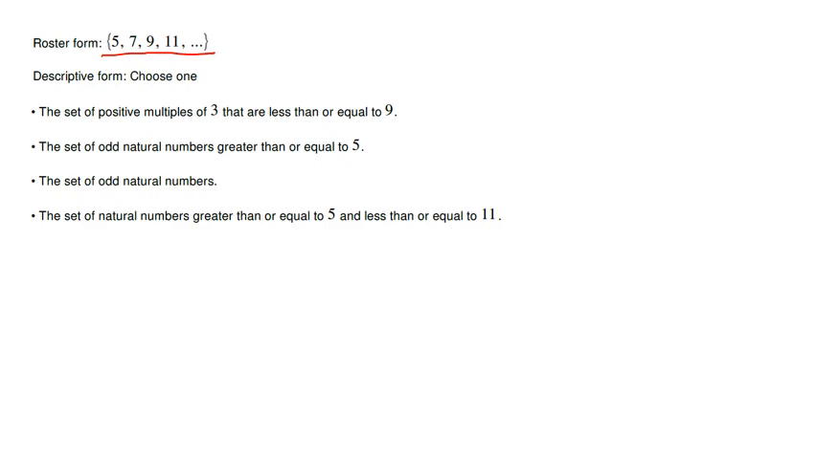Positive multiples of 3 that are less than... no. 5 is not a multiple of 3. The set of odd natural numbers greater than or equal to 5. They're odd, they're natural, and all of them are greater than or equal to 5. So that one would work. The set of odd natural numbers, no, because one that's missing is 3. 3 is an odd natural number. The set of natural numbers greater than or equal to 5 and less than or equal to 11, no, because we have our 3 dots here, and that means we keep on going, repeating the pattern.